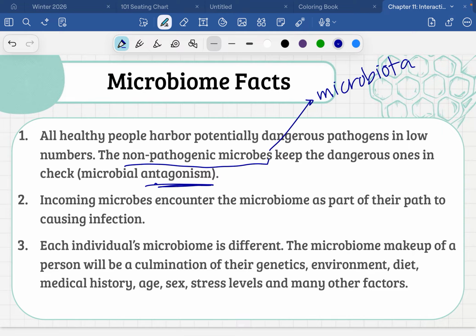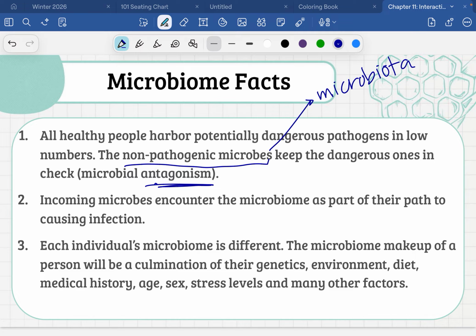Even comparing me and my husband, who have lived together for 15 years, our microbiomes are probably really similar. We eat the same food, we live in the same house, we sleep in the same bed and breathe on each other's faces all night, right? So our microbiomes are incredibly similar.